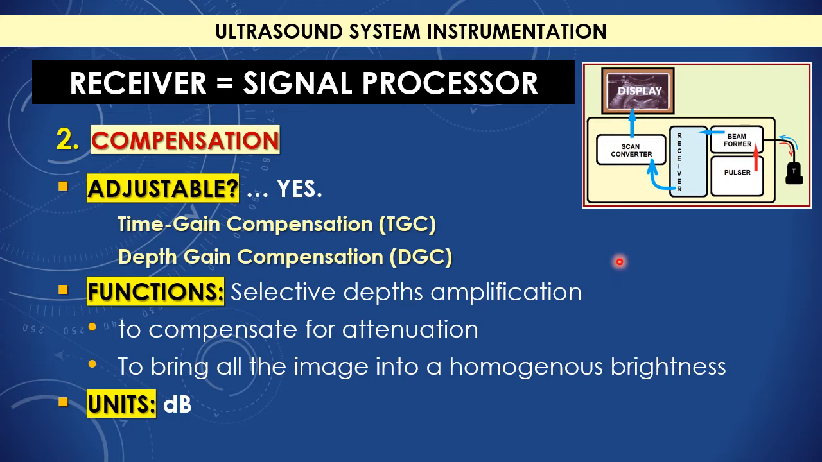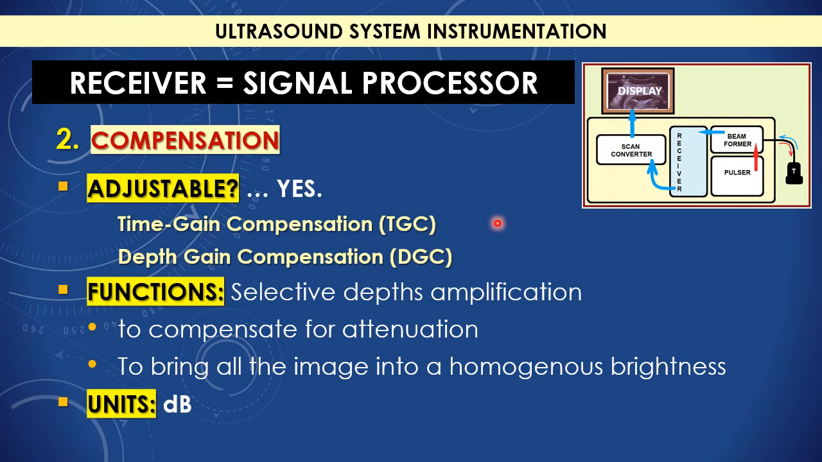The second function of the receiver is compensation. Compensation means compensating for something that has been lost. What is lost here is the strength of the sound waves as they go through the patient, because they are exposed to attenuation. So when they come to the display, the deeper part will be darker and the superficial part will be brighter because of the process of attenuation. So compensation here is for attenuation, right?